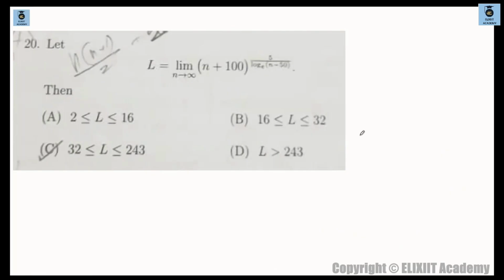Okay, next we have question number 20, which says that L is given to be this limit as n tends to infinity of (n plus 100) whole raised to the power of 5 upon log of (n minus 50) base e. This is the power given. So first, we check the form of this question. As n tends to infinity, this is of the form infinity raised to the power of 5 upon infinity, which is tending to 0. So this complete form is basically infinity raised to the power of 0.